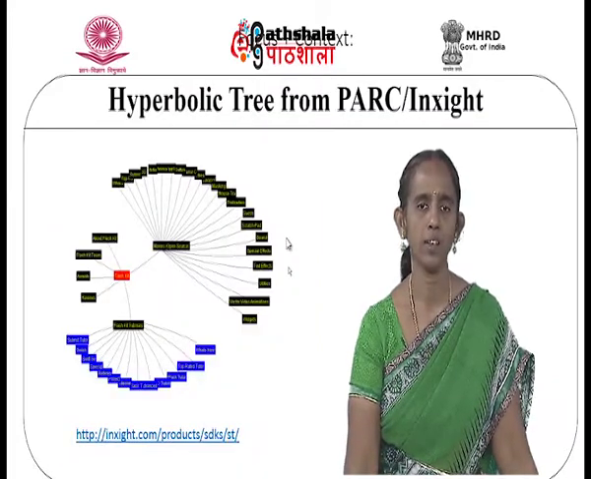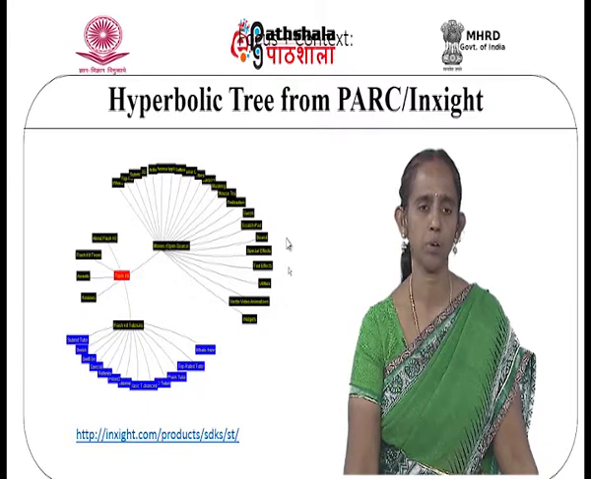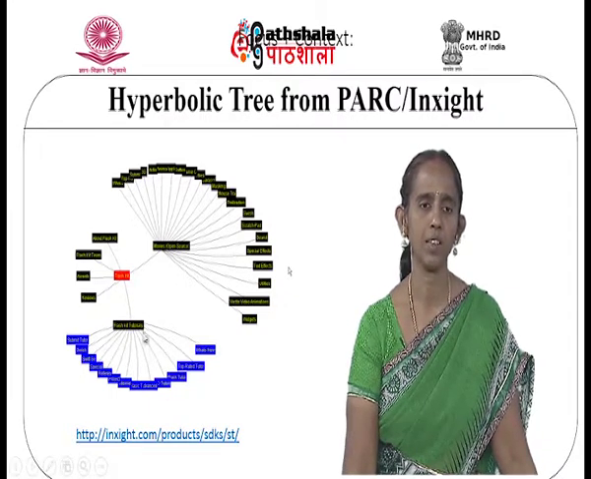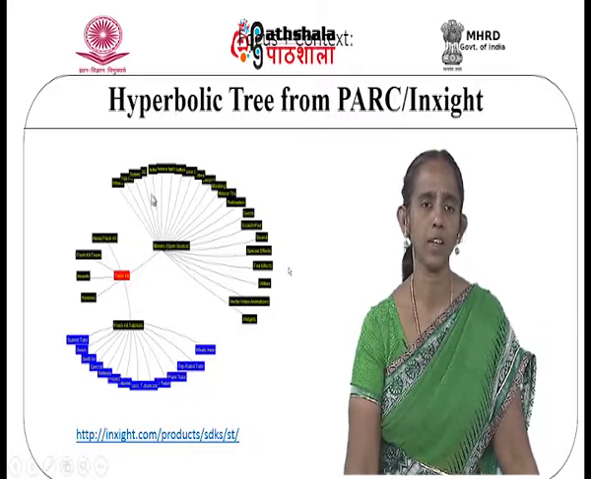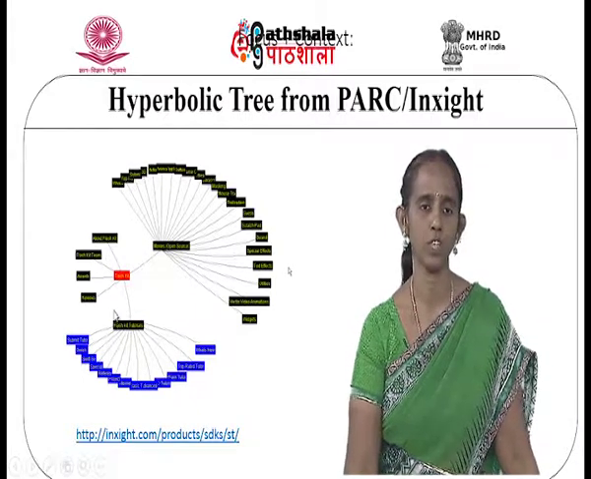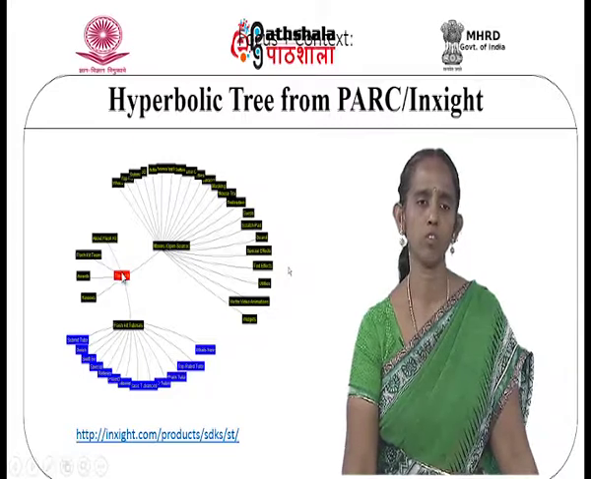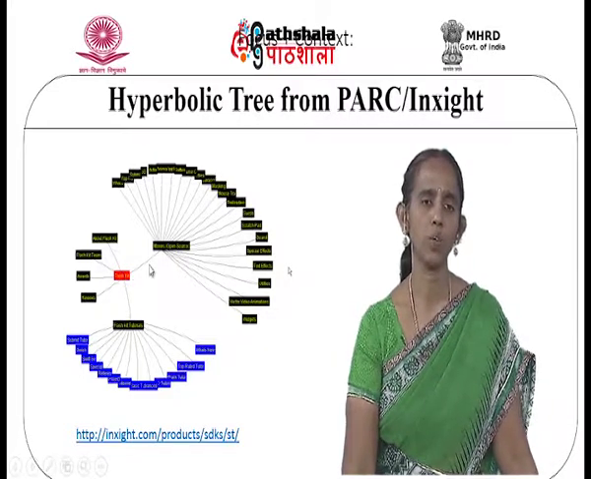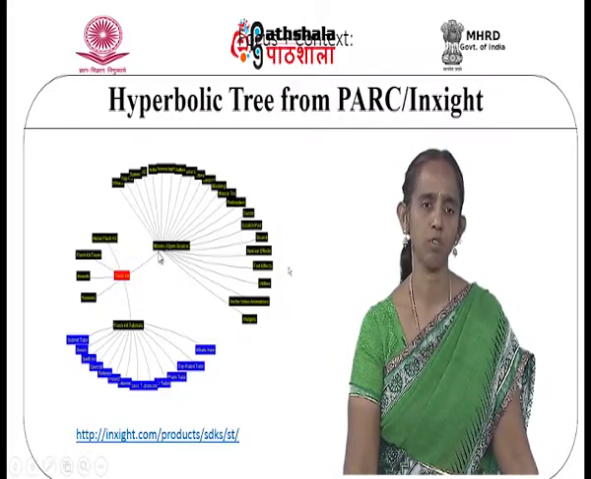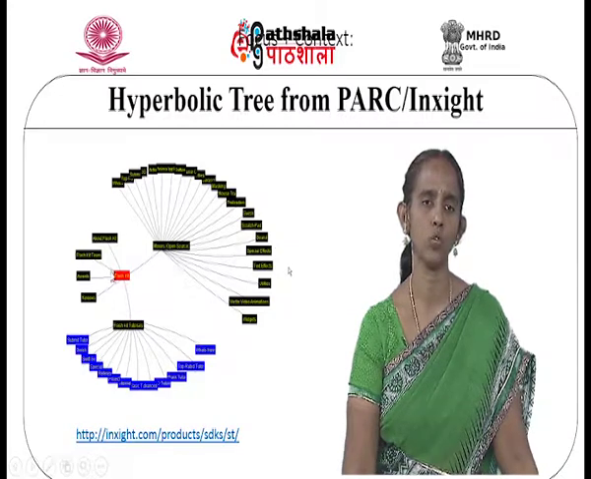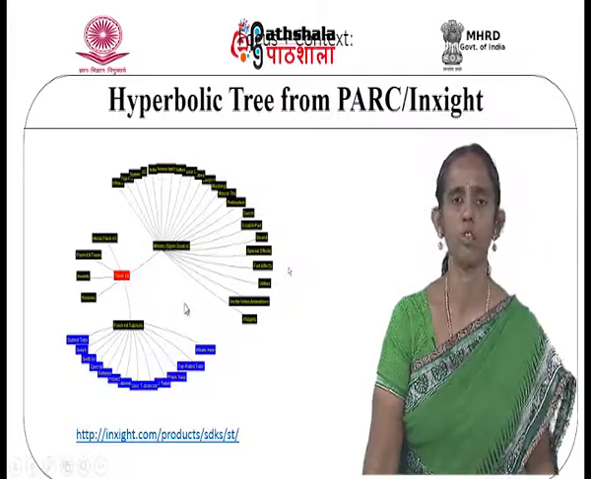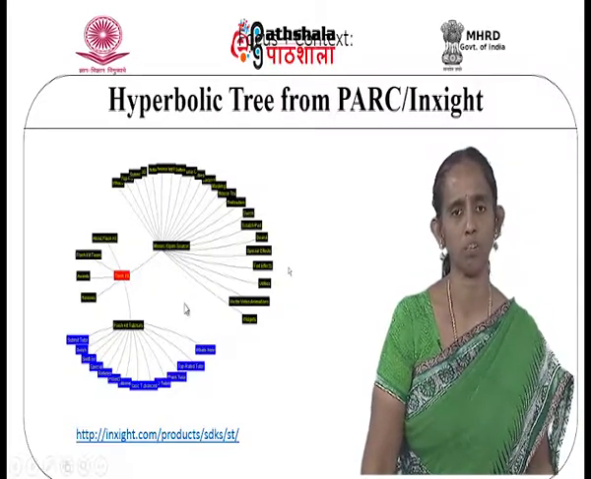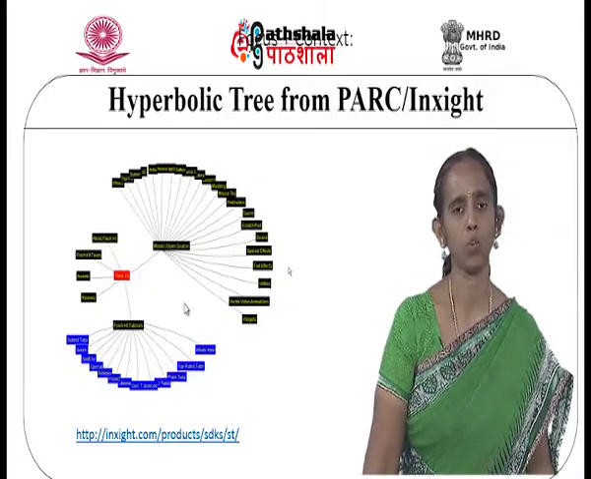The other one is the hyperbolic tree from Xerox PARC. Here also we can see the focused information being seen more clearly along with the contextual information. The red one is the focused information. We can look at the relationship of the focused information with respect to various other nodes using this contextual information. So this is also a very good example of the focus plus context approach applied over the hyperbolic tree.